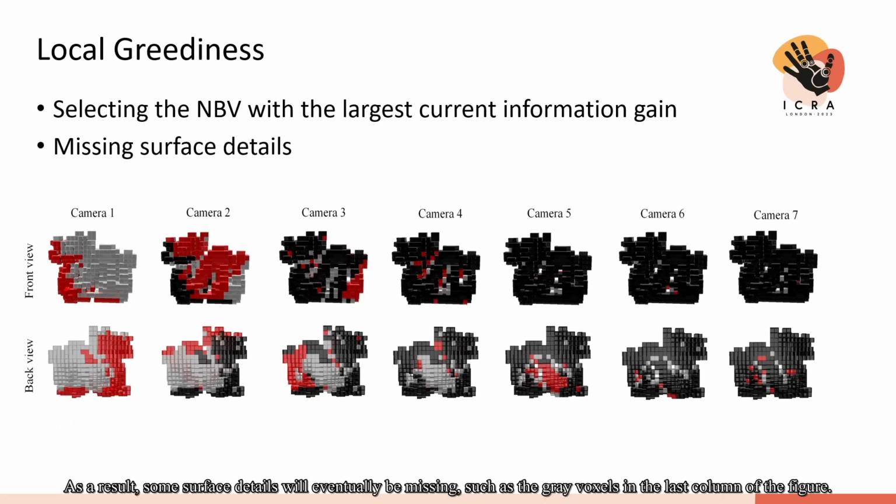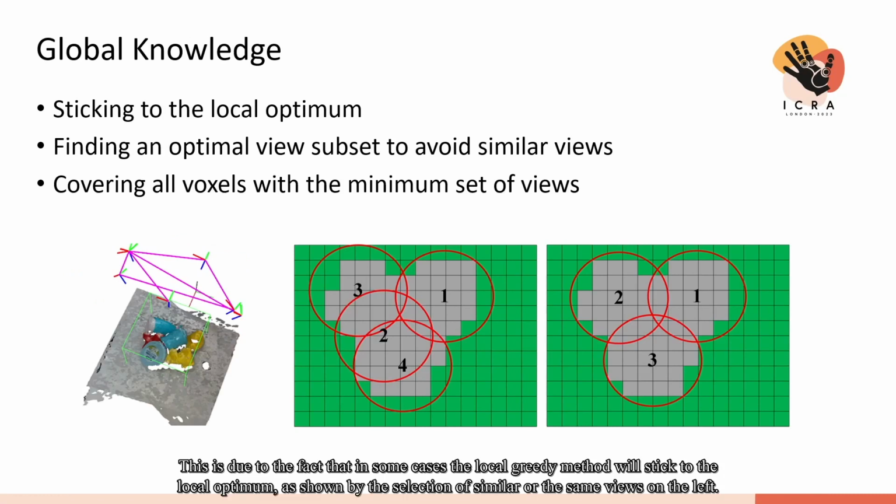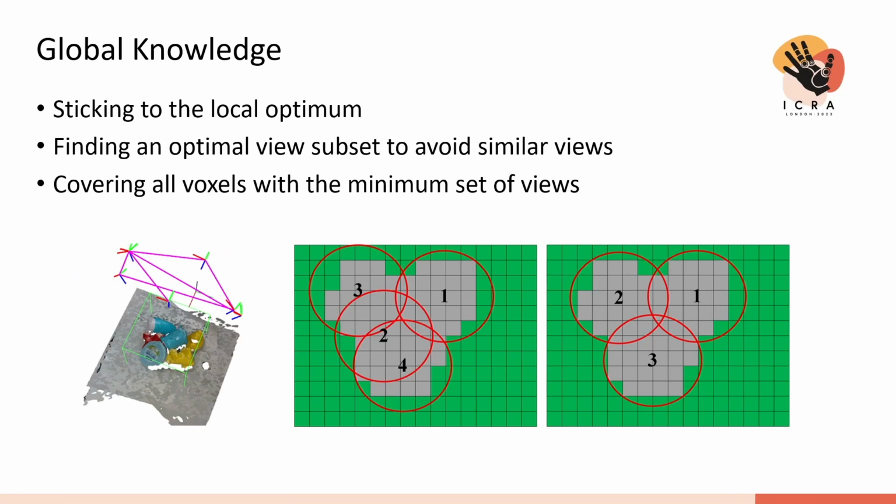As a result, some surface details will eventually be missing, such as the gray voxels in the last column of the figure. This is due to the fact that in some cases the local greedy method will stick to the local optimum, as shown by the selection of similar or the same views on the left. Therefore, we introduce global knowledge to improve this problem.